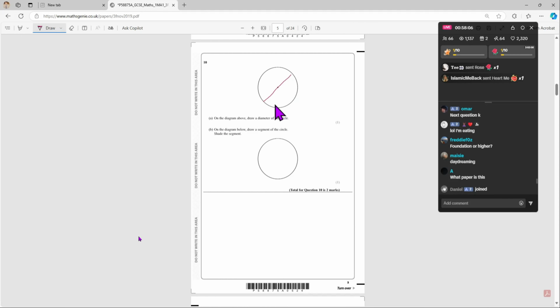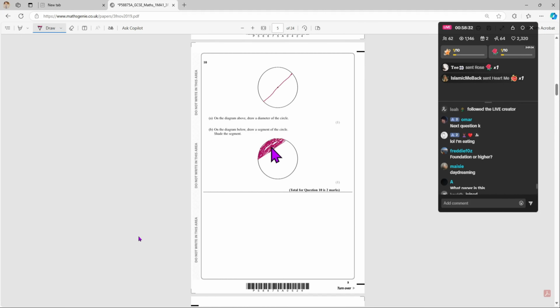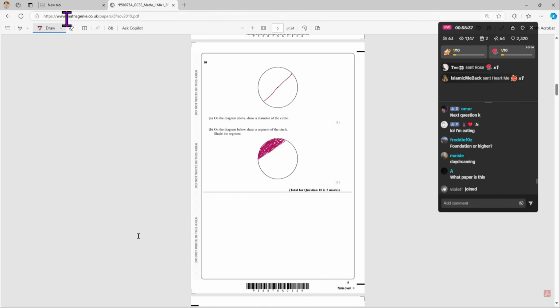So now once we have done that, we've drawn the diameter. Now it asks us on the diagram below, draw a segment of the circle, shade the segment. So you have to shade in the segment. So I'm just gonna do like this and then shade it in like this. There's gonna be a segment of our circle, okay? A segment is like a part of the circle. So like draw a chord and then shade it in like that, okay? So that's easy 2 marks. You can get 2 marks.